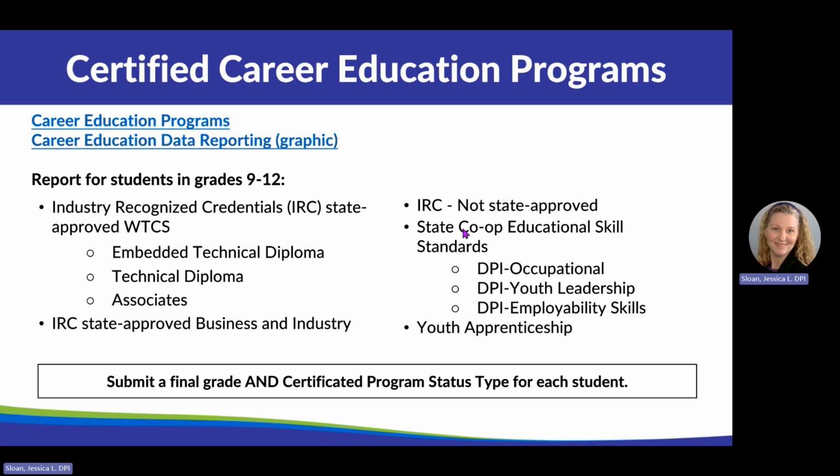Okay, then you have these types of work-based learning. There's state co-ops, in particular DPI occupational and DPI employability, which are on report cards and Carl Perkins. And then there's youth apprenticeship. And these are programs, all of them, that DPI or DWD run, and that we inform you of how to run your program. And so that's why they are called certified, because we're an outside organization informing you how to run these programs.